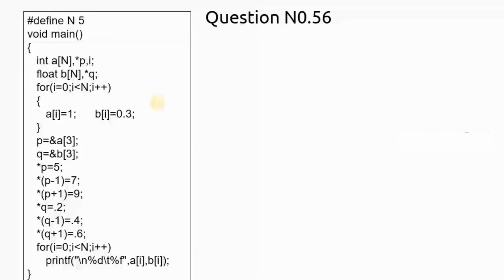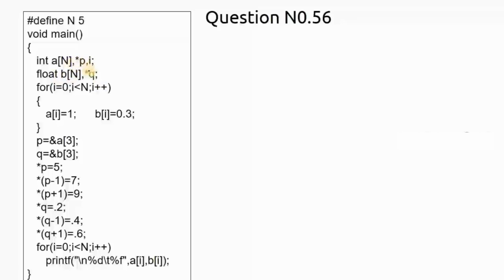So we will see here what output it will print for a of i and b of i. It has defined n equals 5. This is the preprocessor directive, where wherever n is there, it will be replaced with 5 when it executes. So here int a of n, a of 5. Then of course I have taken float b of n. So b is a floating array, a is an integer array. I have taken two pointers, pointer p and pointer q. Q is for the floating array and p is for the integer array.